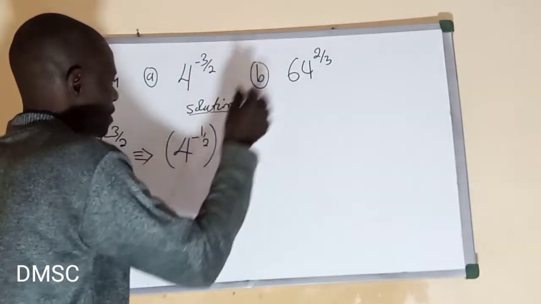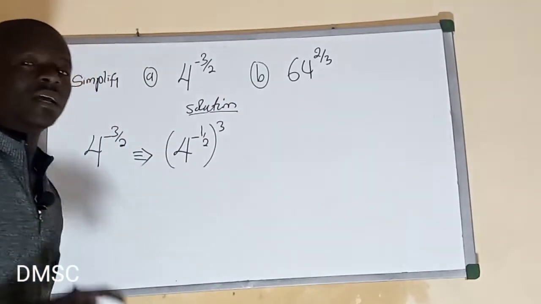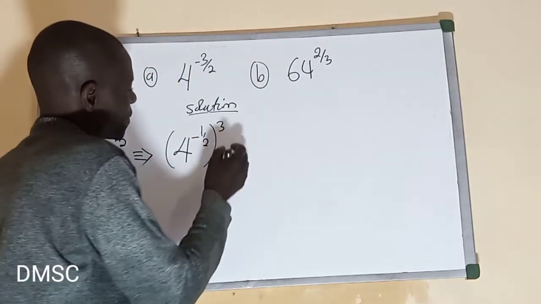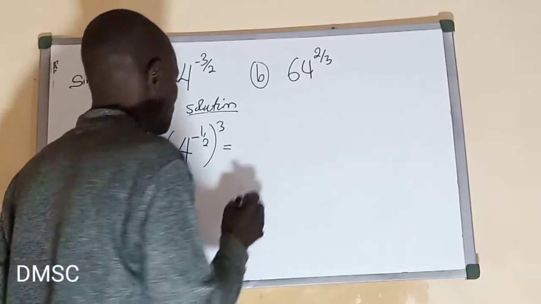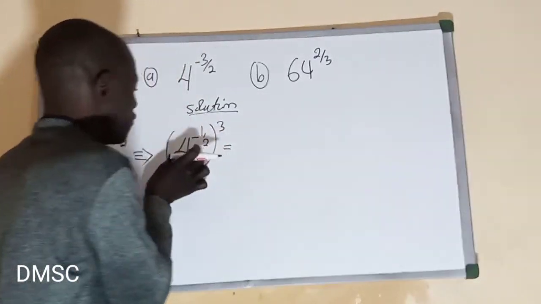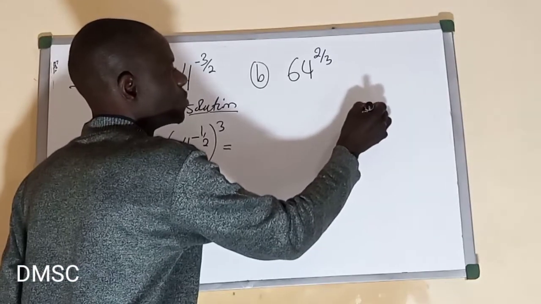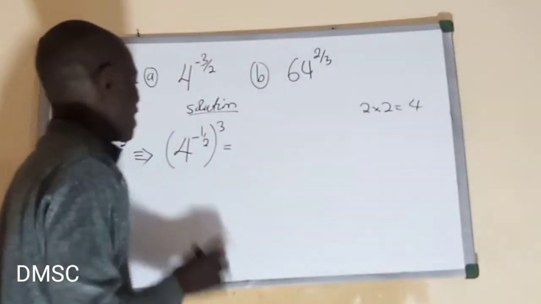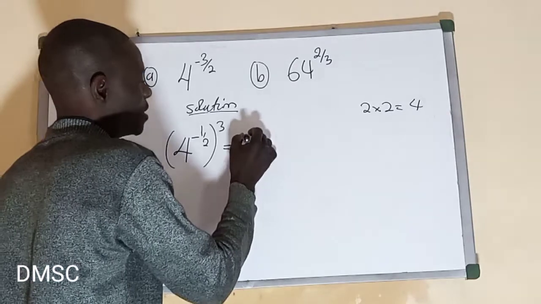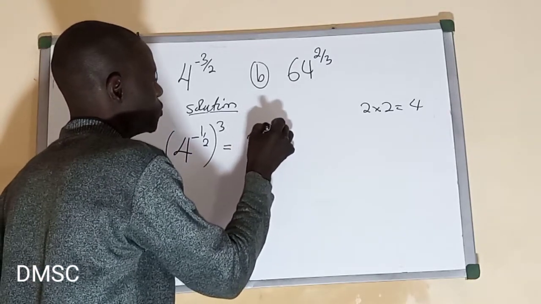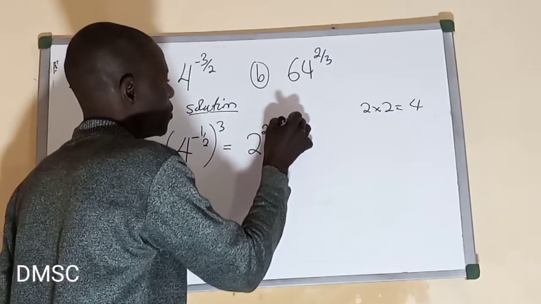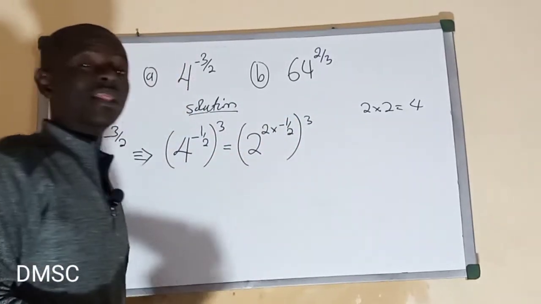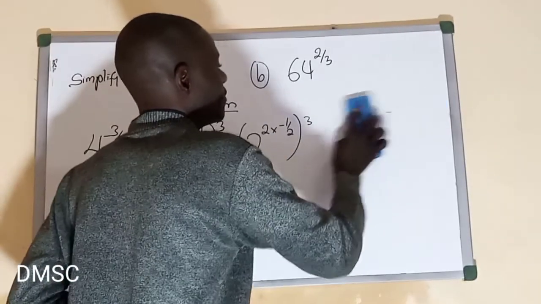We now take this 3 outside the bracket because it's the same. We just take this 3 out. So now this is the same as, 4 is the same as 2 times 2. 2 times 2 will give us 4. Therefore, this 4 can be the same as 2 power 2, then times minus 1 over 2. We close the bracket and then our 3. I hope we are following.